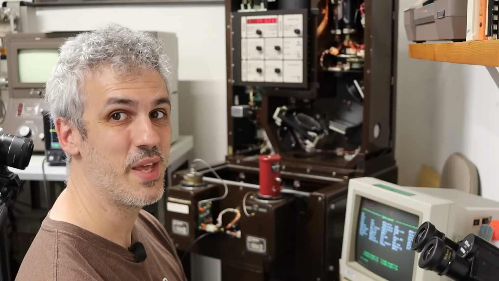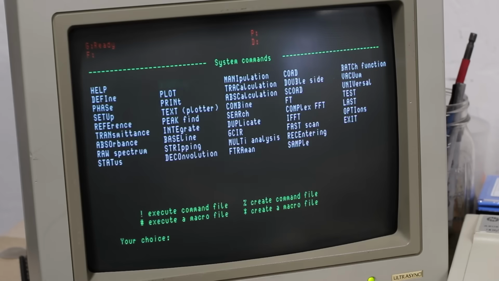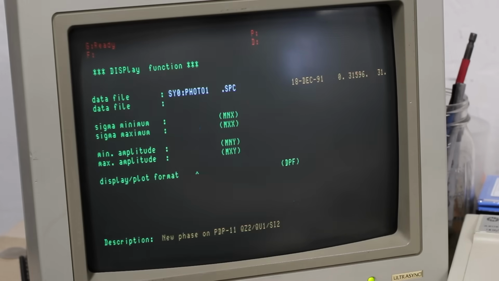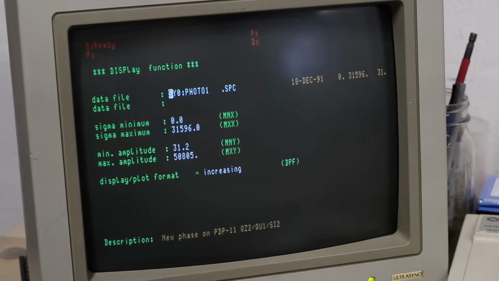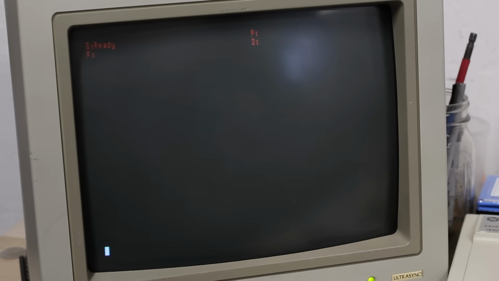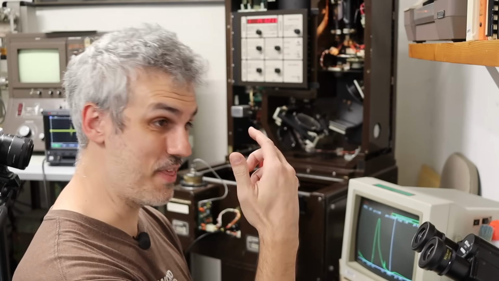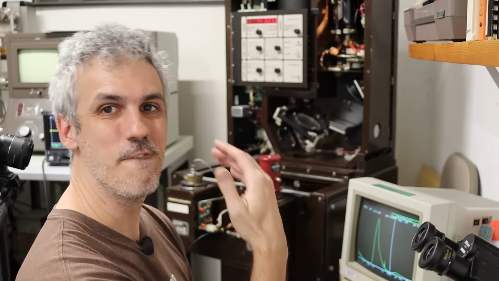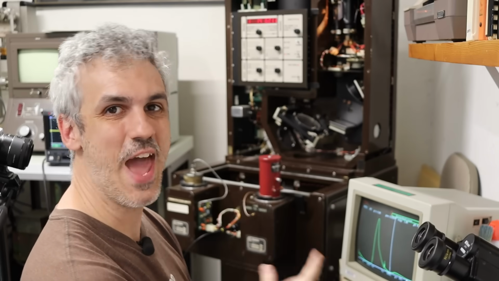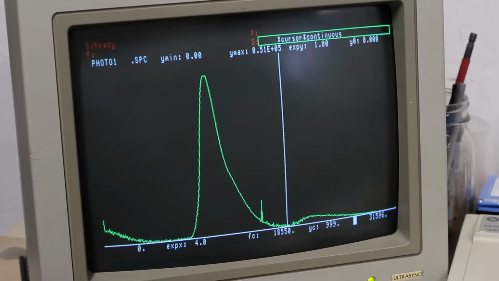As soon as it says ready, we can actually take a look at this in the display menu. So we'll just hop into here. It automatically filled out the name for me, photo1.spc. I'll go ahead and hit return on that, and there we go. That is a spectrum of the Bendix G-15 photodiode. That is awesome.